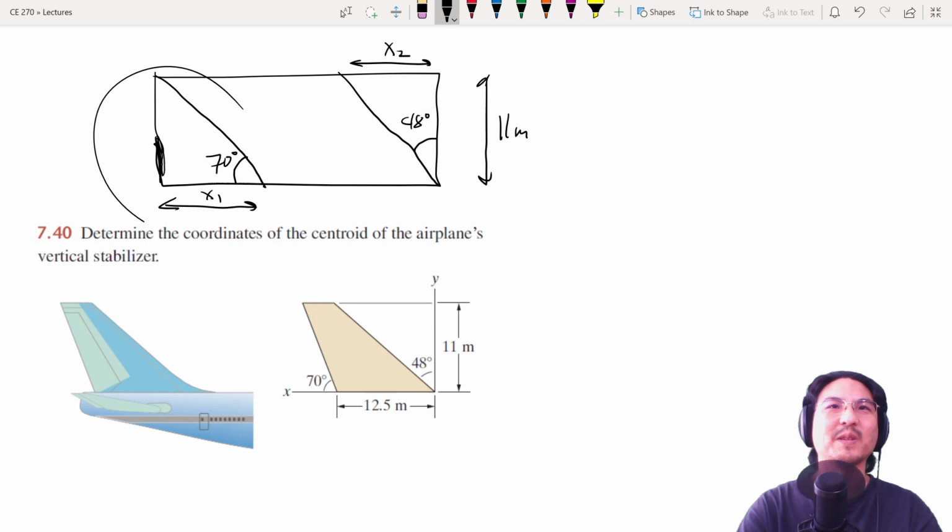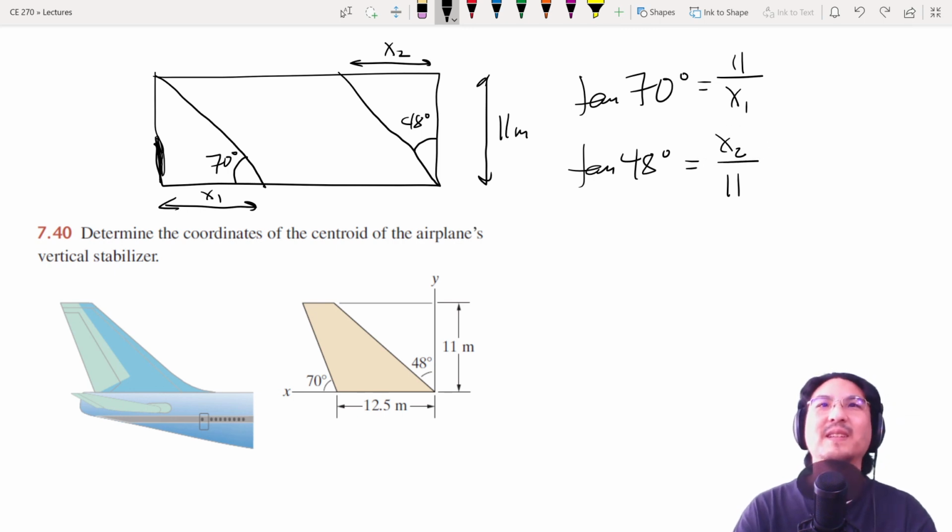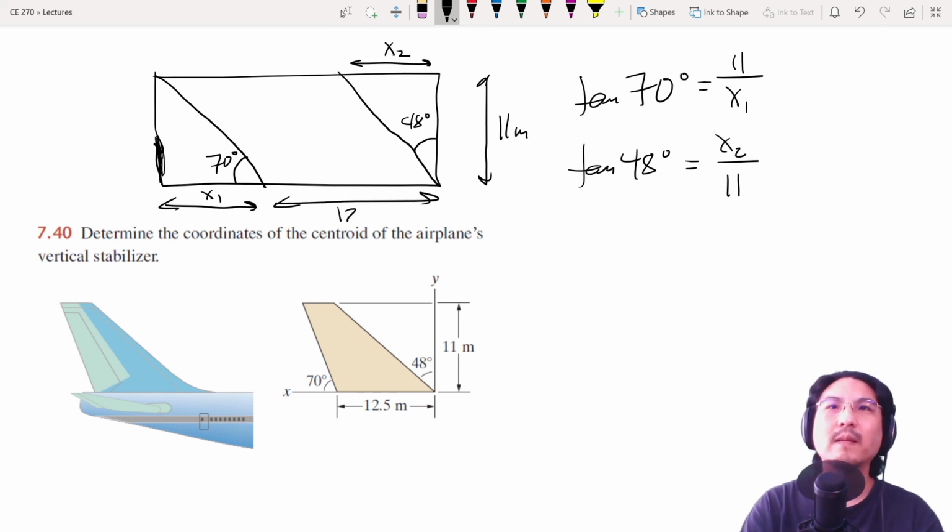So let's just do some trigonometry here. For this triangle, we know this number, and we need this number. We know opposite, we need adjacent. So tangent is opposite over adjacent, and we can solve for that. And then for this triangle, we know adjacent, we need opposite. Tangent 48 is opposite over adjacent, so we can solve for this. Then you know the dimensions of the rectangle, like this, and you know the dimensions of each triangle. So then you can find the centroids of each of the 3.